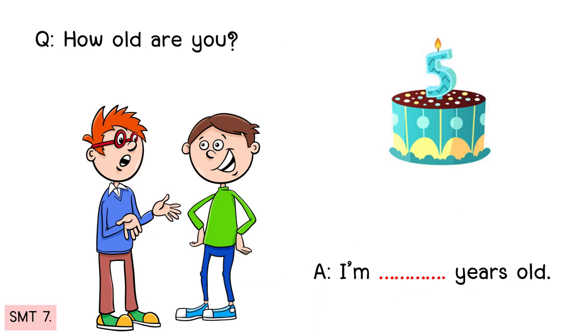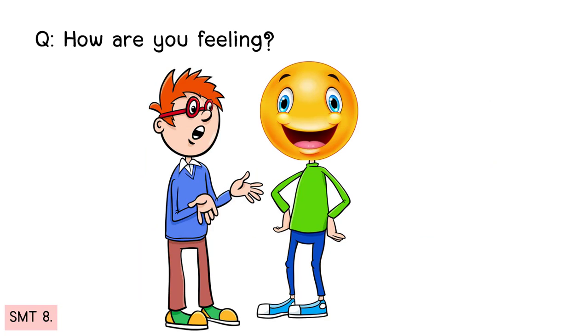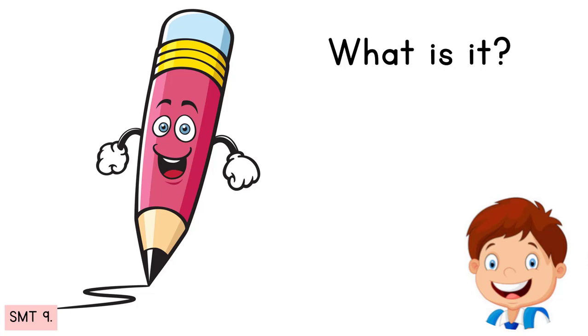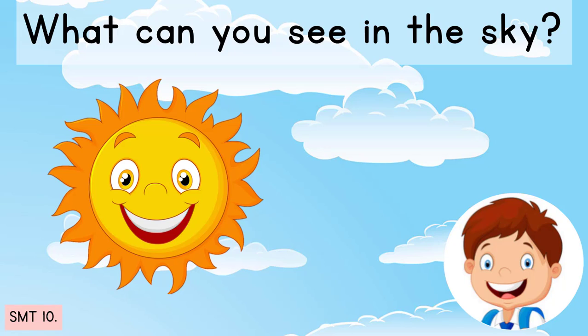Next one. How old are you? I'm 5 years old. Next. How are you feeling? I'm happy. All right, next one. What is it? It is a pencil. All right, next one. What can you see in the sky? I see the sun.